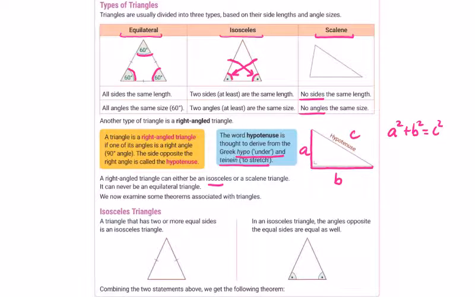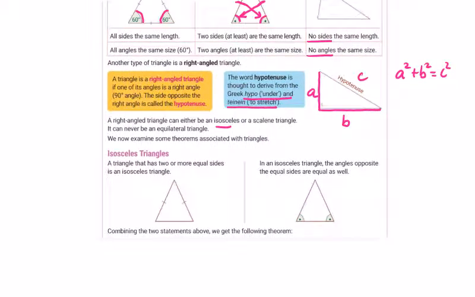So an isosceles triangle. Let's have a look at the two statements above because we can get a theorem from this. A triangle that has two or more equal sides is isosceles. Remember that? Two or more equal sides is isosceles. In an isosceles triangle, the angles opposite the equal sides are equal as well. So this is the angle, this side and this side we could label with X, both the same letter, to give us one variable.